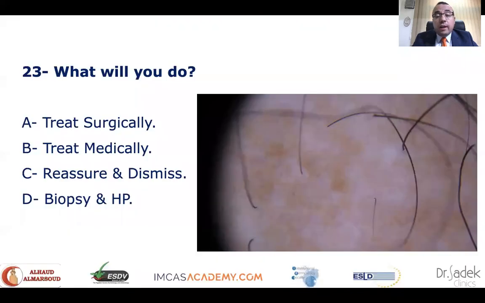This adult male is suffering from patterned hair loss, in his own words, of 10 years duration. He was thinking that he's suffering from androgenetic alopecia. And this is what we saw by high magnification dermoscopy at 30x power. And what do you think? What will we do for this patient? Will we treat surgically, medically, reassure and dismiss, or biopsy and assess by pathology?